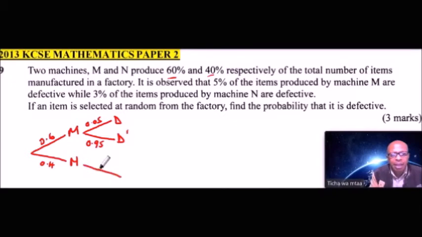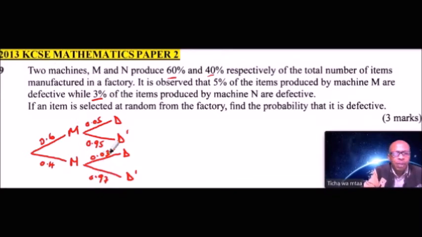The other branch, we have N. An item is defective, not defective. So an item is defective, we are told it is 3% here. So this is 0.03, and this is 0.97. Remember, when you add these two, they should add up to 1.